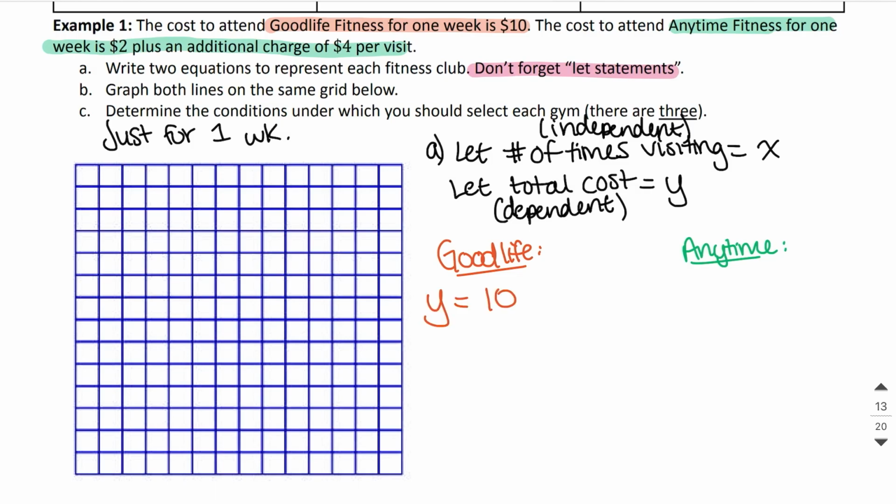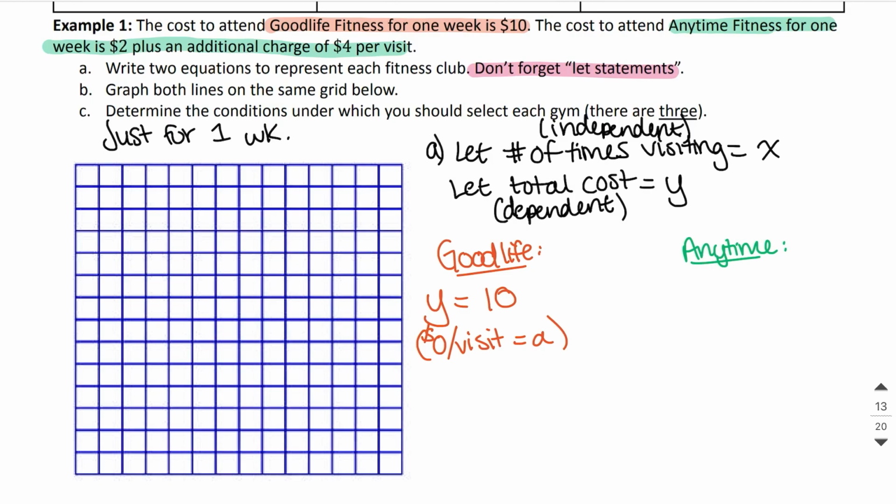If you go once, you pay $10. If you go every day, you pay $10. If you decide to do two-a-days, you're still going to pay $10. Like, you still have to pay just a flat fee of $10. So you're not paying anything per visit. So that means that your slope would be 0, right? So it's technically 0x plus 10.